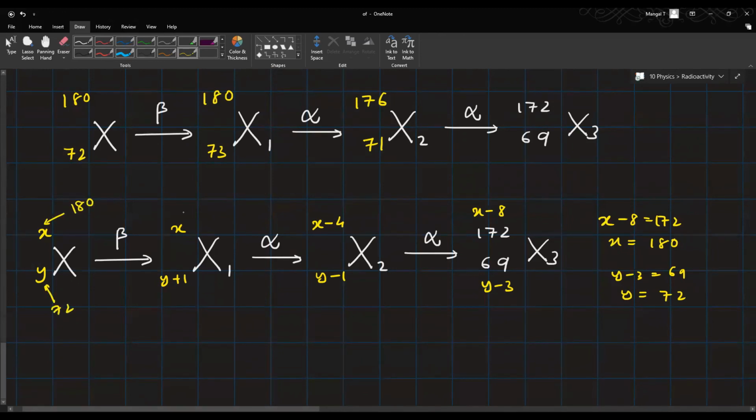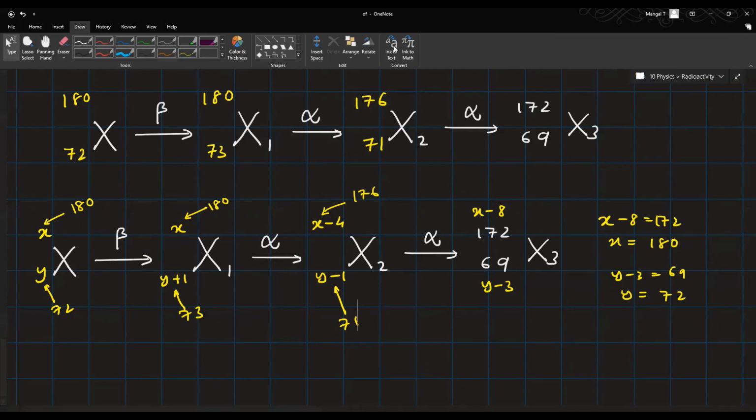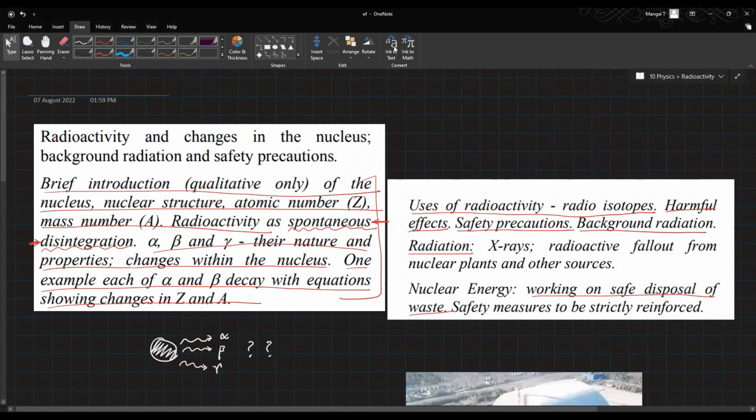So therefore, you get this as 180. Here you will get 72. This is 180. 72 plus 1, 73. 180 minus 4, 176. And 72 minus 1, 71. Okay. So that way also you can try. These type of questions do get asked in the exam. Generally 1 mark question, so it will be shorter. Not so many fill in the blank will be asked. Okay. So again, going back to the questions that we just did, these were examples of alpha beta decay.